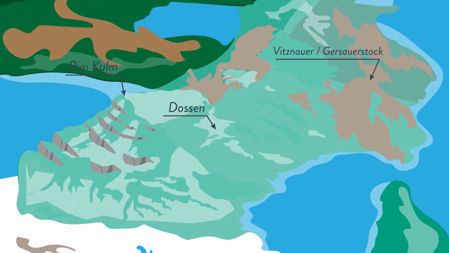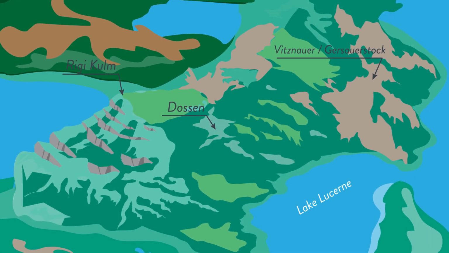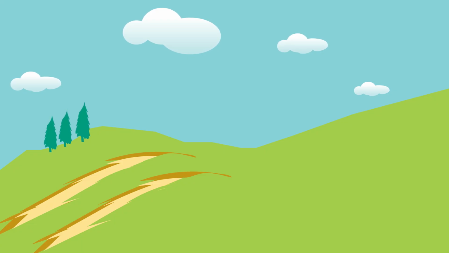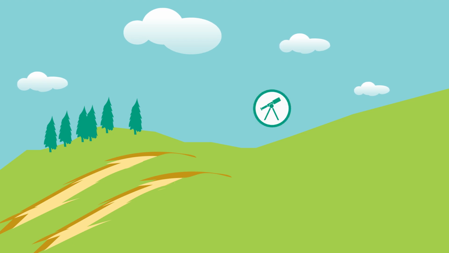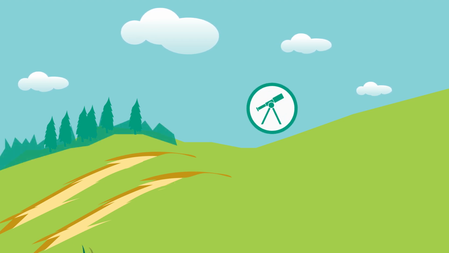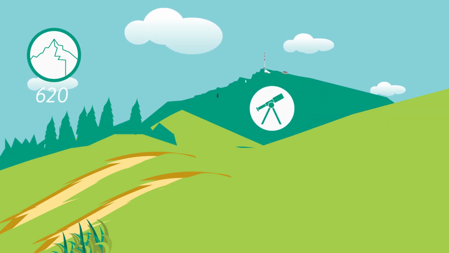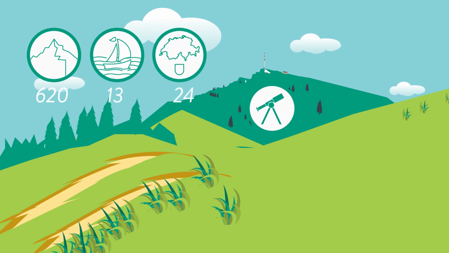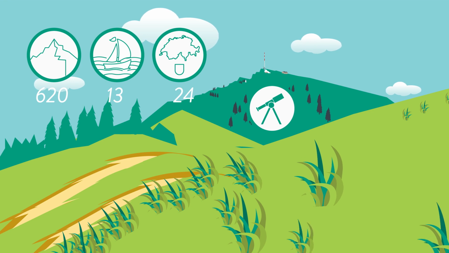Thus, the Rigi appears as a peninsula of the lakes Lucerne, Zug, and Lauerz. The surrounding lakes give the Rigi an incredible far-reaching view. On Rigi Kulm, you can see 620 alpine peaks, 13 lakes, and 24 of the 26 Swiss cantons.